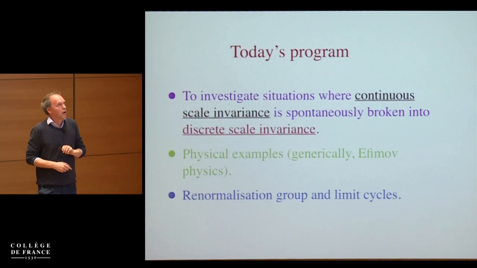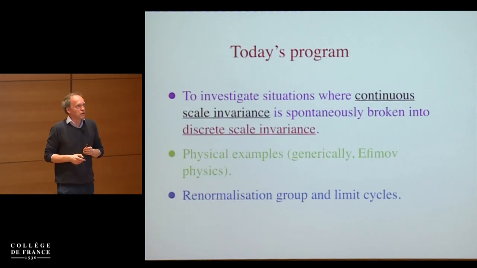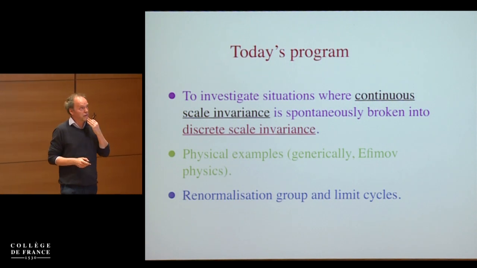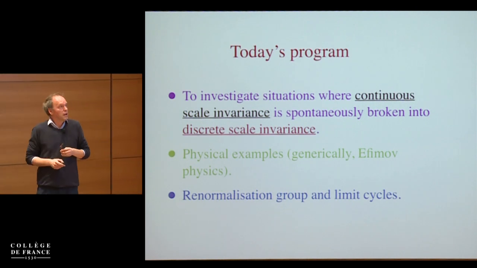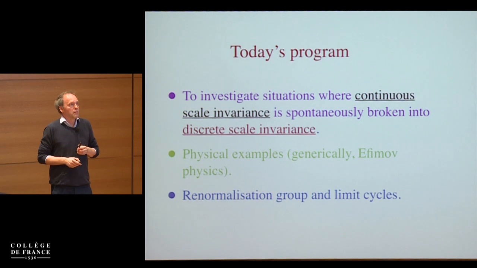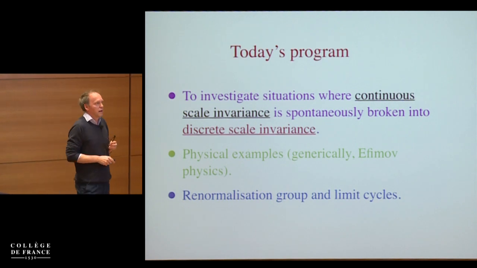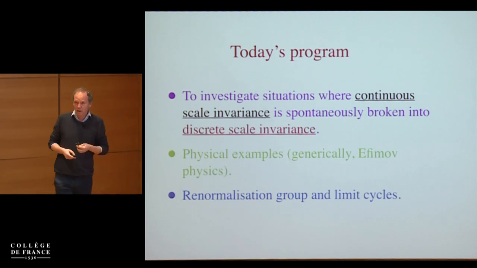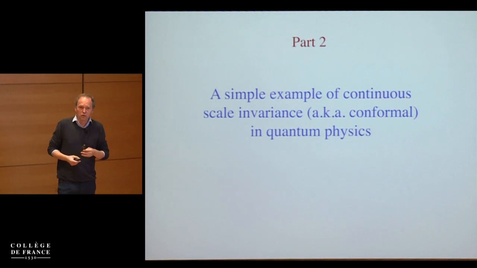Okay. So today's program is to investigate, as I said, situations where continuous scale invariance is spontaneously broken into discrete scale invariance, and to discuss physical examples where this occurs. I will call them generically Efimov Physics. You will see why. And then I will rephrase those physical examples using the renormalization group language, and the language of limit cycles. Okay, so now it's part 2.